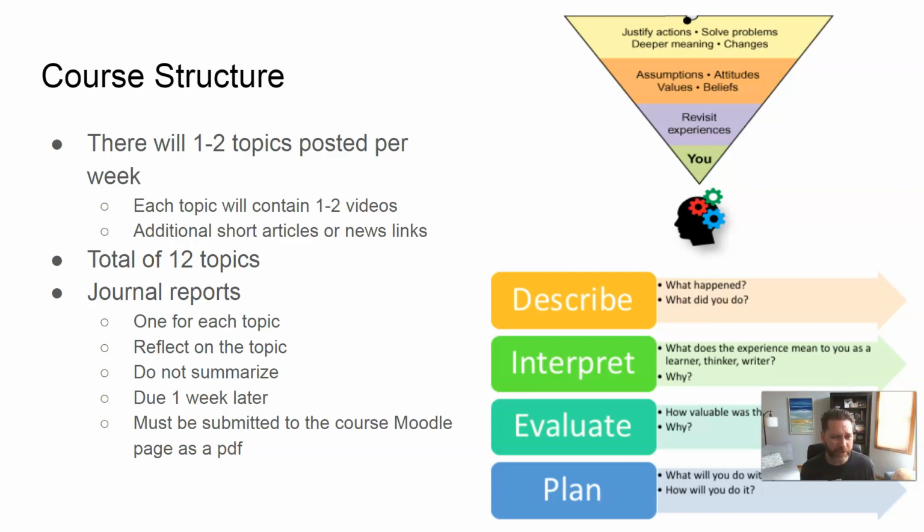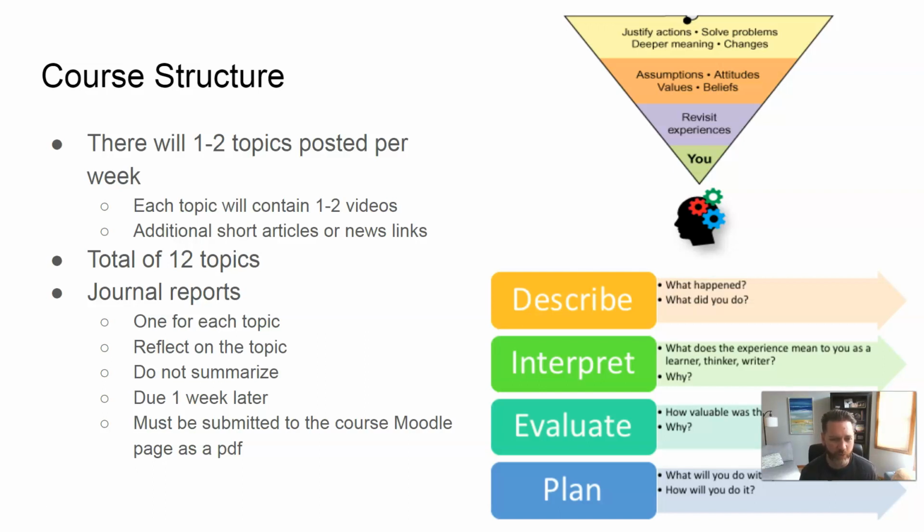So there'll be about 2 topics posted per week, and each topic will contain at least 1 lengthy video, or maybe 2 smaller videos, and sometimes a short article or news link for you to add to your knowledge base. Overall, there'll be 12 topics for you to consume over this module, and for each topic, you have to write a journal report, which is a reflection.